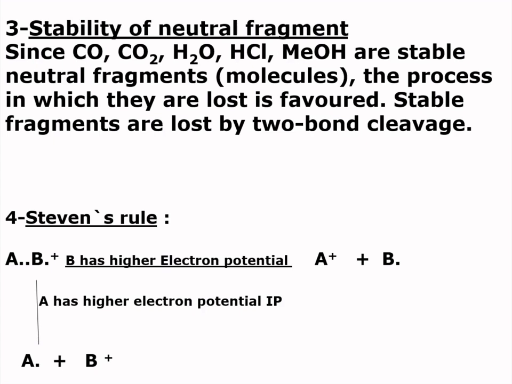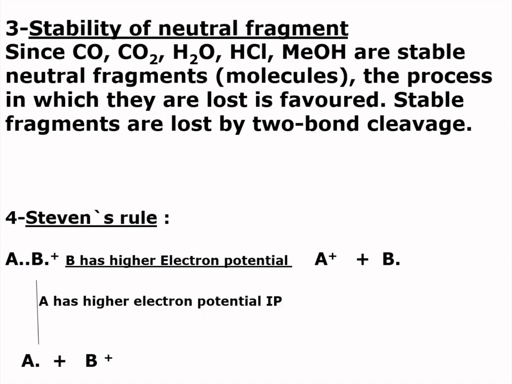Processes in which fragmentation proceeds with the formation of a neutral molecule are favored, because these neutral molecules are stable, such as the loss of carbon monoxide, carbon dioxide, water, HCl, ethanol. The loss of these molecules is favored and occurs by two-bond cleavage.